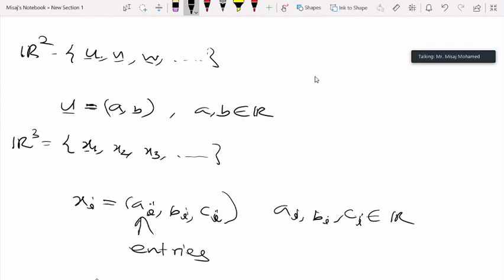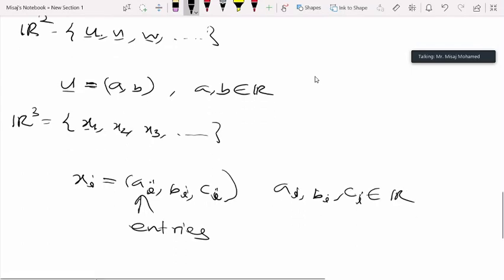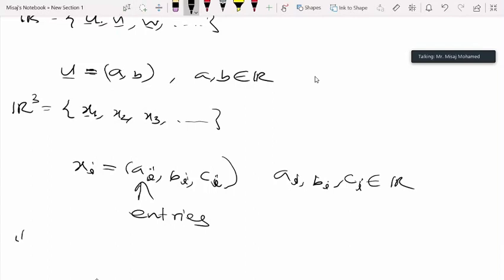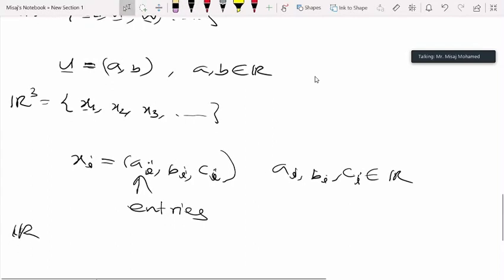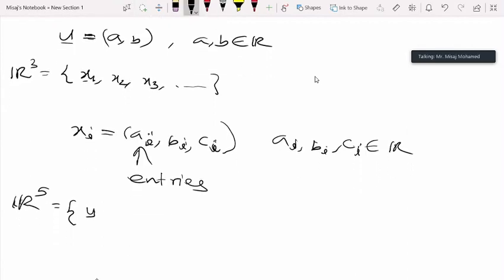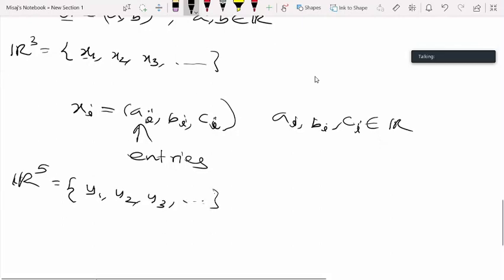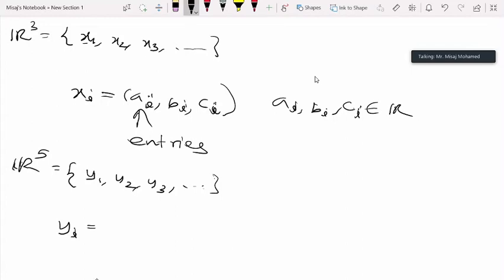So inside these entries are components. So maybe it is a 3D or 4D or 5D or nD, whatever. Say R5, what will be there? Say I will denote Y1, Y2, Y3. What is Yi? There are 5 entries in that. I will put ai, bi, ci, di, ei. So there are 5 entries there.